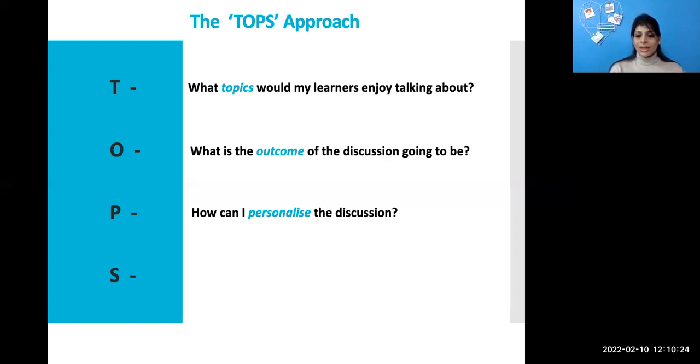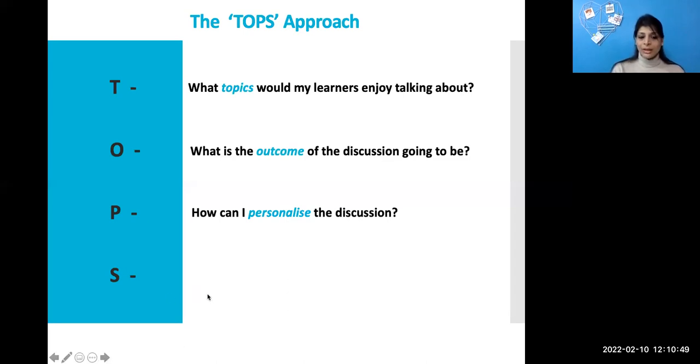Because when the discussion is personalized, learners can actually draw on their own experiences and contribute like that. So it really helps them contribute. It really helps them to add something to the discussion. And it's obviously more interesting for them to talk about. So personalization is another thing which really helps.